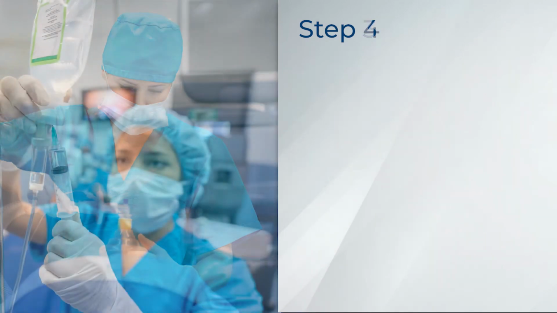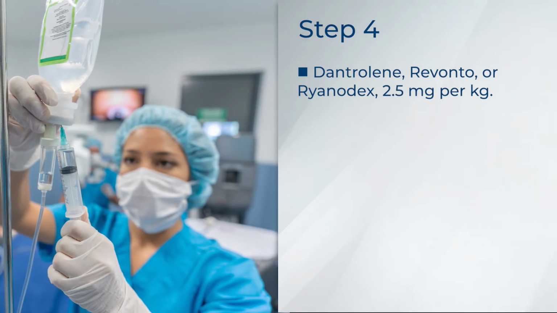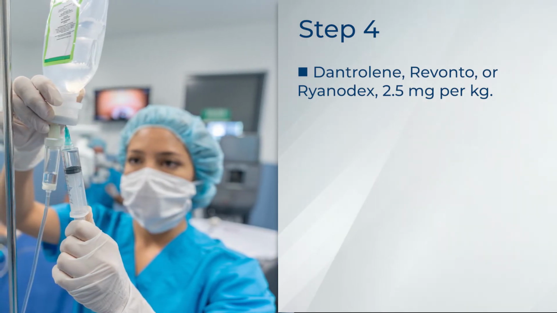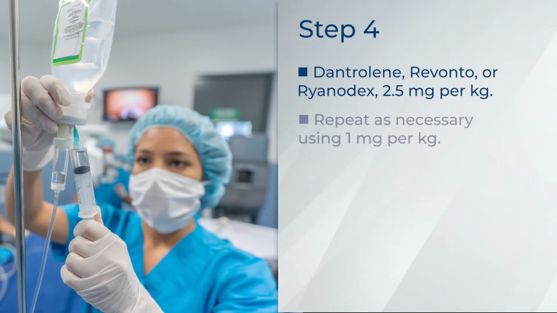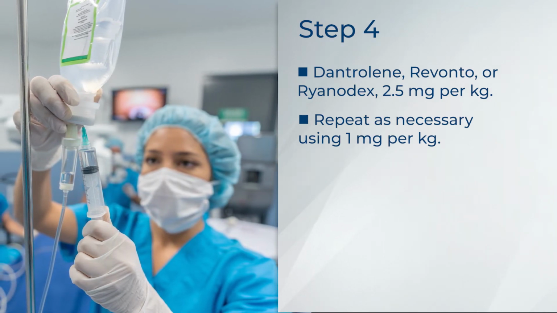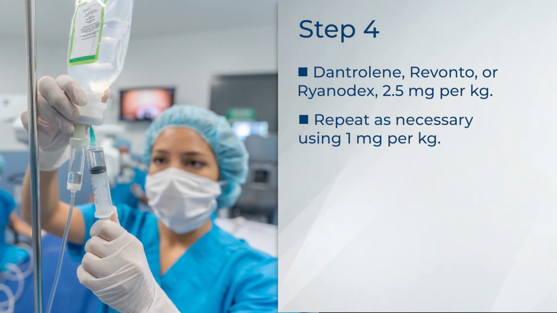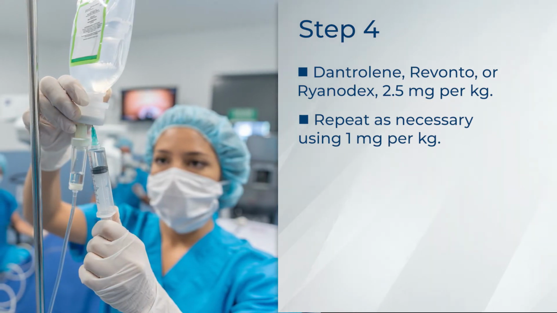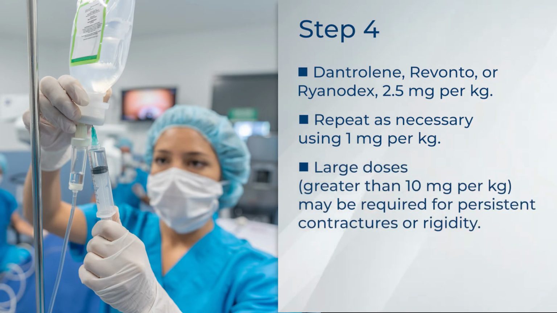Step 4. Give IV dantrolene, Ryanodex, or Revonto, 2.5 milligrams per kilogram rapidly through a large bore IV if possible. Repeat as frequently as needed using subsequent doses of 1 milligram per kilogram IV until the patient responds with a decrease in EtCO2, decreased muscle rigidity, and/or lowered heart rate. Large doses, greater than 10 milligrams per kilogram, may be required for patients with persistent contractures or rigidity.